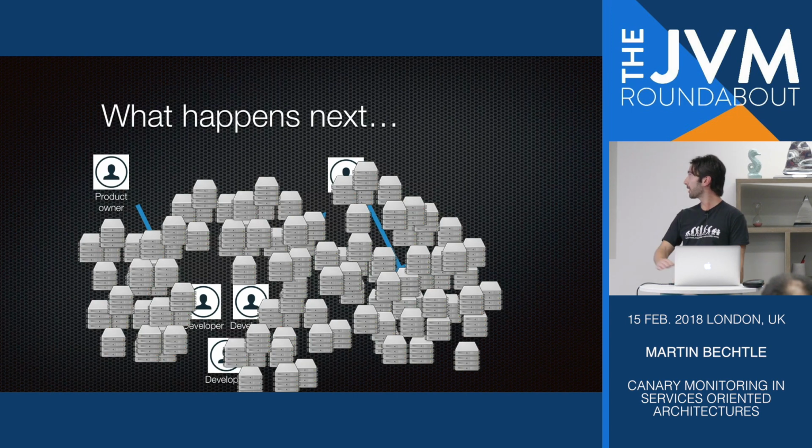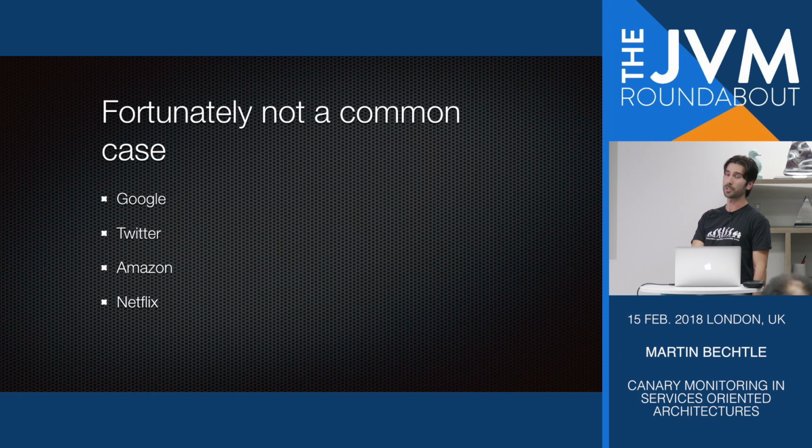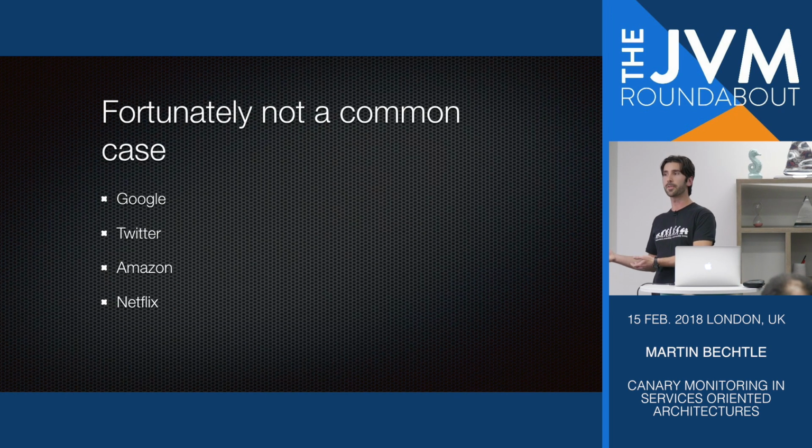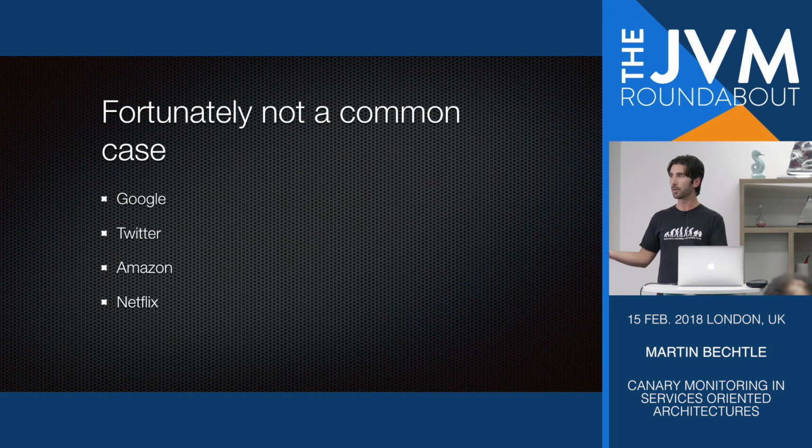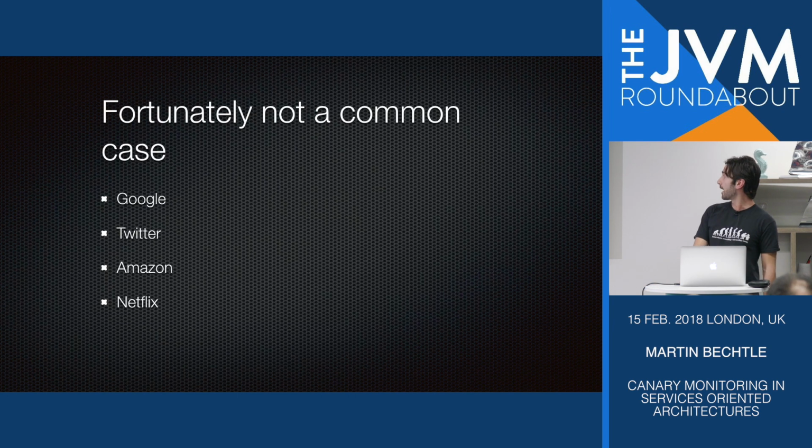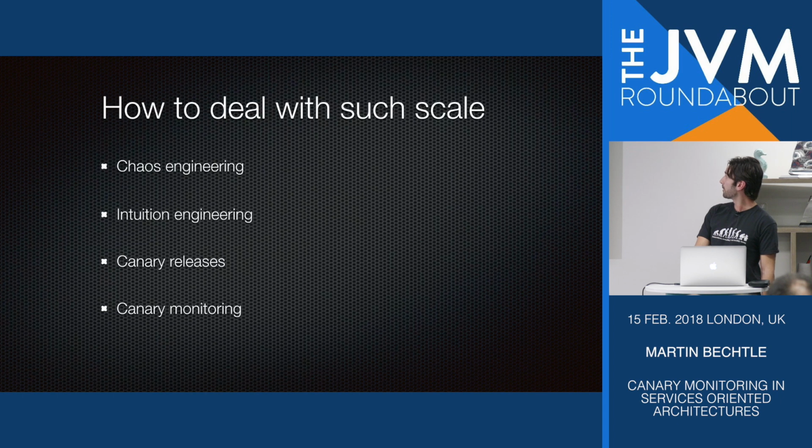And usually if you get to that stage, and you're not Facebook size, probably you need to rethink a few things. So it's not really a common use case to get to that scale, like having hundreds or thousands of microservices. Google, Twitter, Amazon, Netflix, these are all companies that we know from their tech talks and blogs have that kind of scale and use microservices every day in production. So how can we deal with such scale?